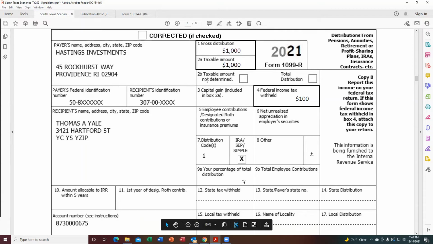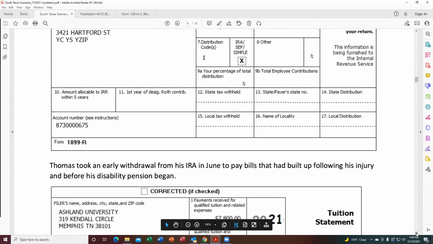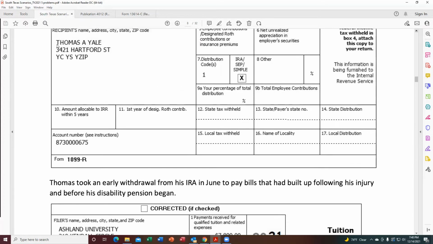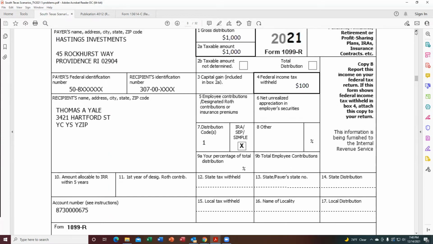If you notice, this 1099R has a code 1, and we'll go through the code again. And right underneath, he took this as an early withdrawal from his IRA in June to pay bills that had built up following his injury and before his disability pension began. And so this is another of those exemptions. Again, depending on why he took out money. And so that way he does not get assessed the penalty for early withdrawal.